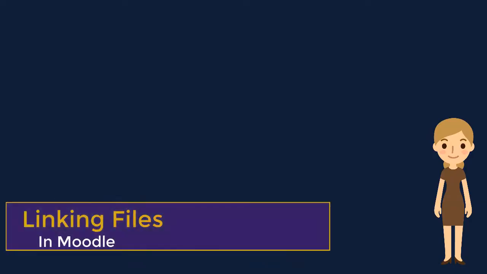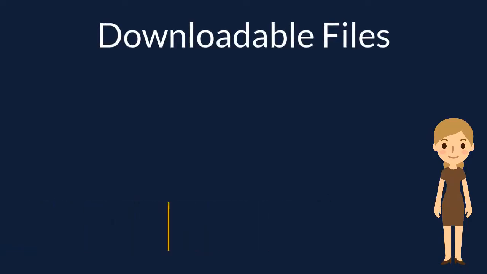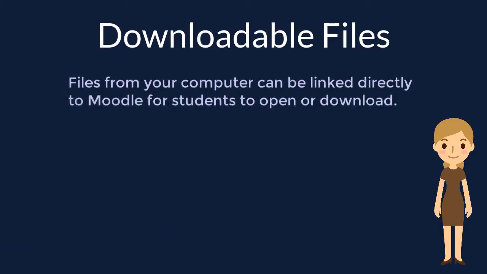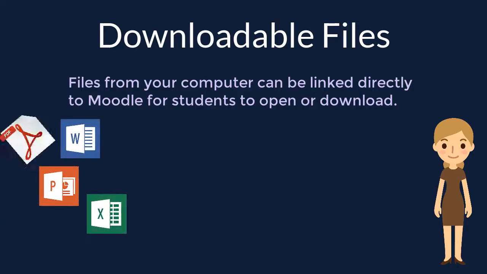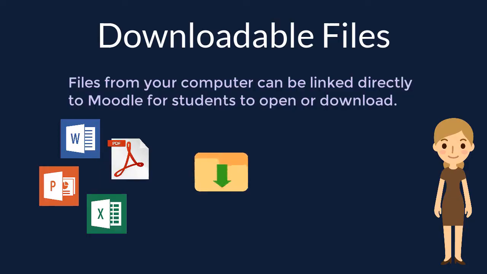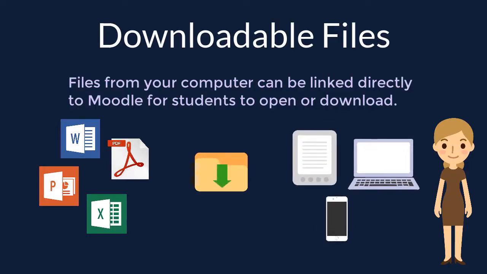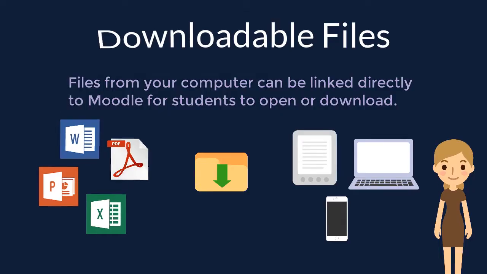Now, let's take a look at how to link to a file from your computer. If you would like to provide a file for your students to download and open, you can create a hyperlink to the file. Since students will need to download these files in order to open them, we recommend Word, PowerPoint, Excel, and PDF file types. These are common file types that open easily on different devices, and students have access to free versions of the Microsoft Office Suite or Adobe Reader.